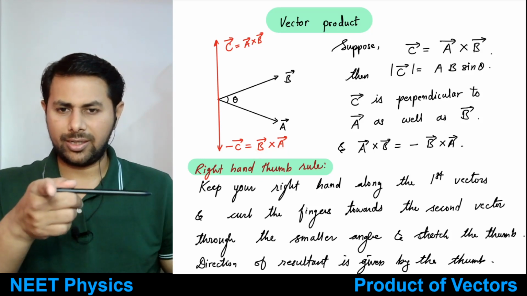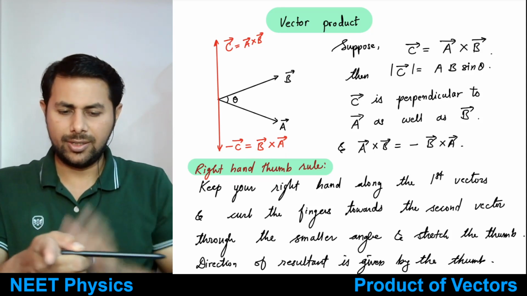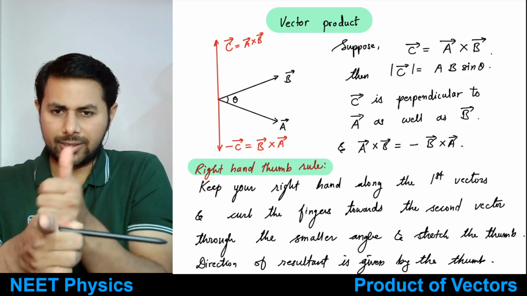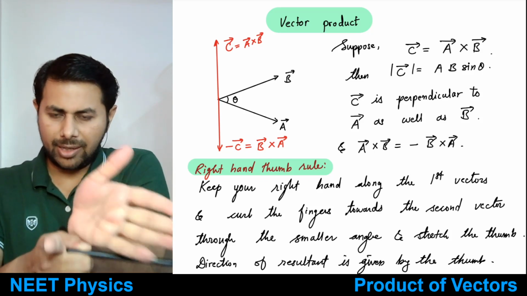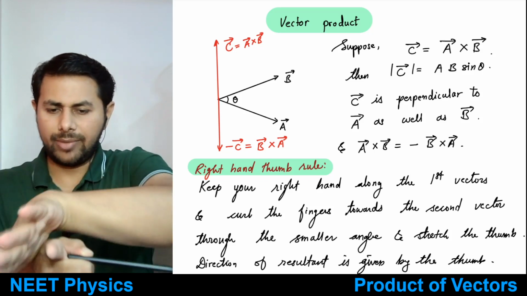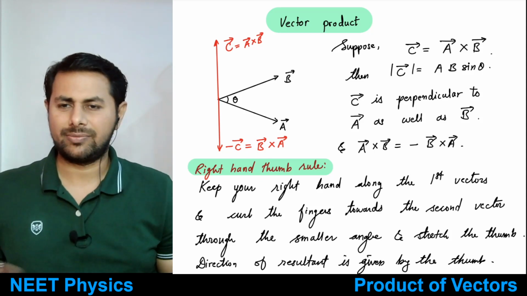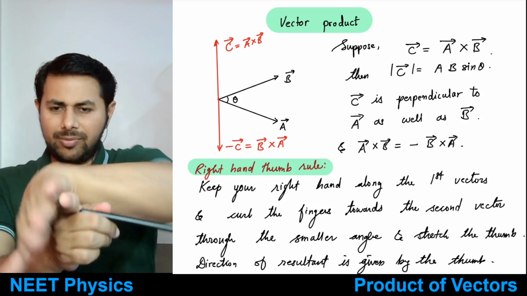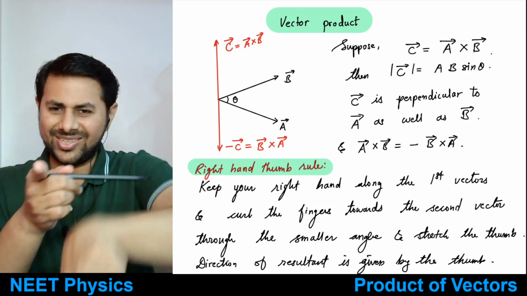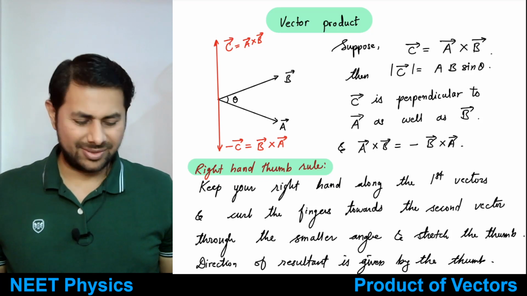You can check that. Take two vectors in one plane, in the horizontal plane, let's say. This is A bar, that's B bar. If you take A bar cross B bar, the resultant is upwards. And if you do B bar cross A bar, the resultant will be downwards. Is this clear, right?